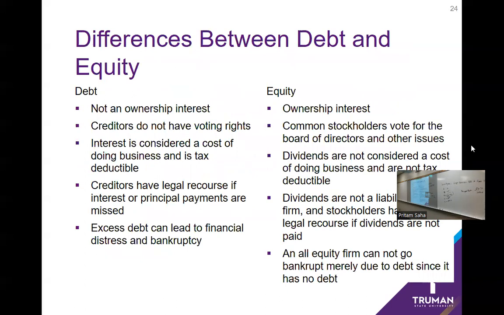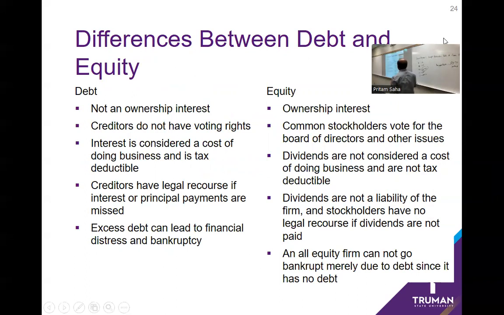We already went over this slide at the beginning of the class, but just a refresher. If you buy a bond, you will not get ownership interest, right? If you buy equity, you'll get ownership interest, right? Bonds do not have voting rights. Common stockholders have voting rights. If you buy preferred stock, do you have voting rights? Only common stockholders have voting rights.